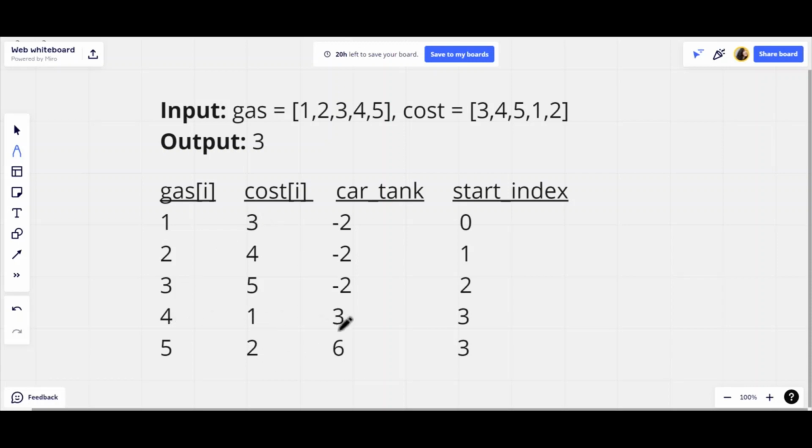So 4 minus 1 is 3, which is a positive amount, and we can definitely have a positive amount of gas in our tank. So the start index will be 3, and this is where we got our start index.